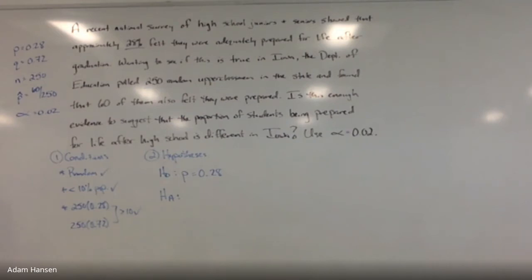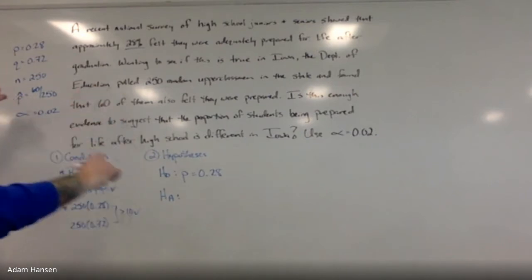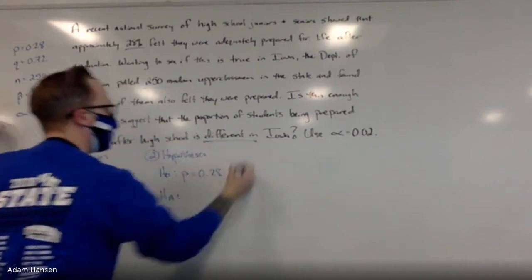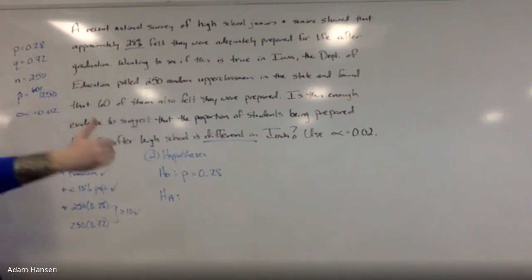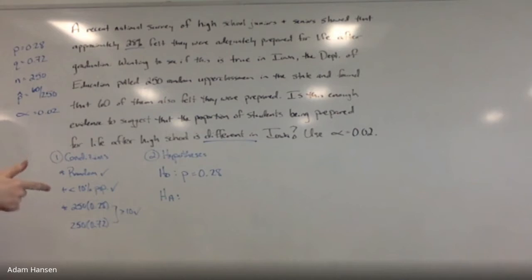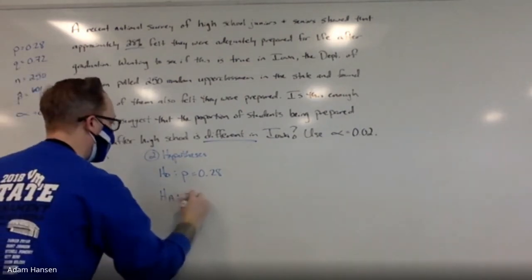For alternative, not equal to that. What told you that, Kyle? It is different. Different means the proportion could have increased, could have decreased, could have gotten bigger for students feeling they're prepared, could have gotten smaller for students feeling they're prepared. It just can no longer be the same as 28%, right? It could have gone in either direction, more students or less students, just not the same as was previously.